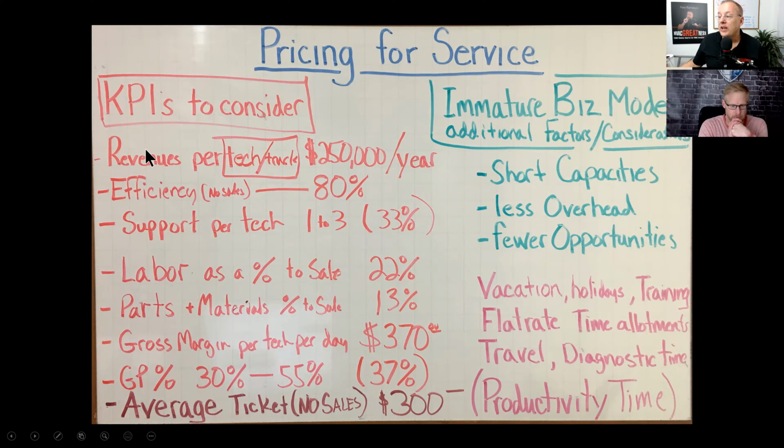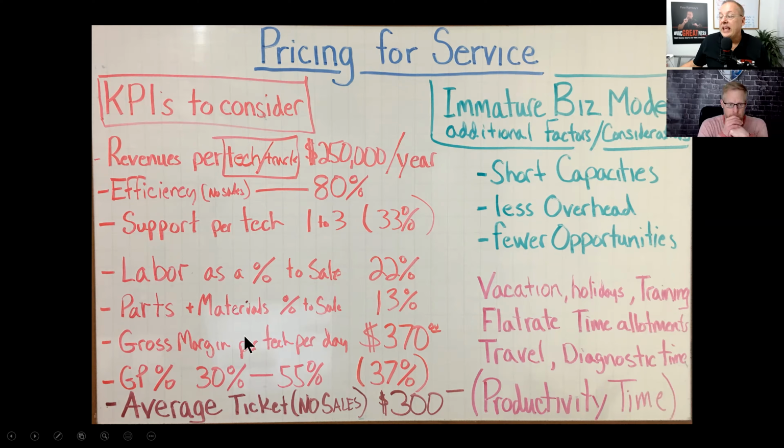And then when you're looking at your total repair price, these are rules of thumb as well. The numbers will deviate substantially, but these will keep you somewhat in the range. Your labor as a percentage of sale is 22%. In other words, if you had a $100 repair, you spent $22 on paying the technician. Parts and materials to the sale, somebody asked a question, it's about $13 on a $100 sale. That's what that's about.